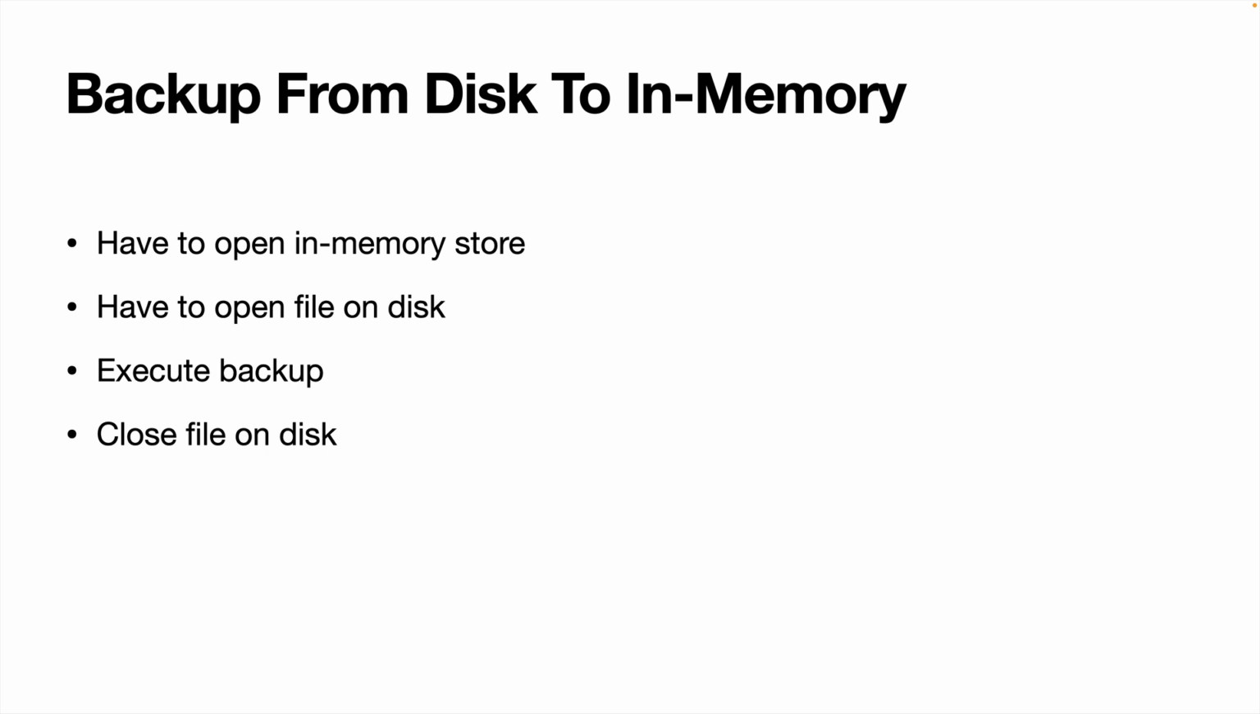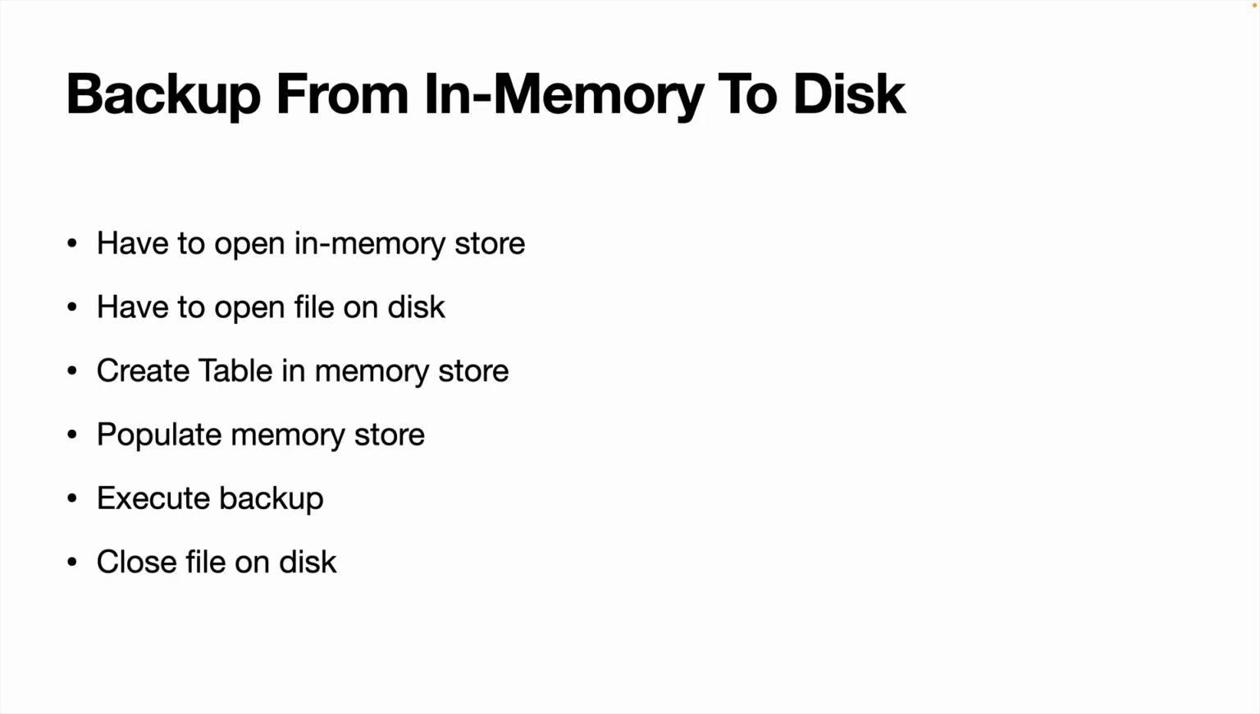The next step is to actually do the backup from disk into the in-memory store. That's going to involve a couple steps. We have to open the in-memory store. We also have to open the file on disk, execute that backup, and then close the file. Now we also need to do the opposite, where we have an in-memory store we want to save to disk. That will require some differences.